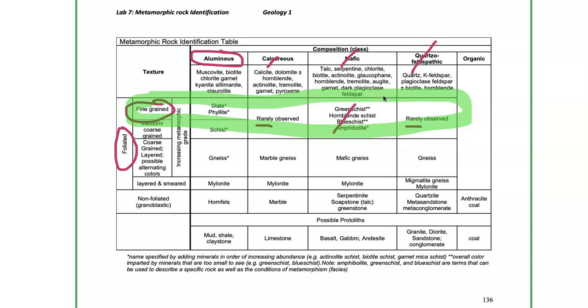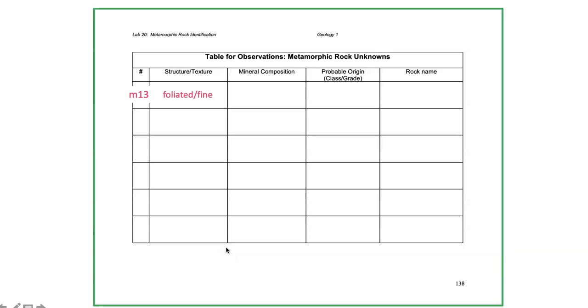We're going to choose the aluminous column. And in this case, we're going to choose slate. It's a very fine-grained rock with what I call rock cleavage. And it probably came from a shale. So we're going to say it's foliated, it's fine-grained. I'm going to select aluminous for its mineral composition. It's probably from a shale, and I'm going to call it a slate.